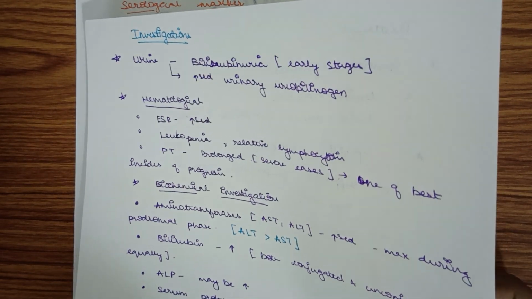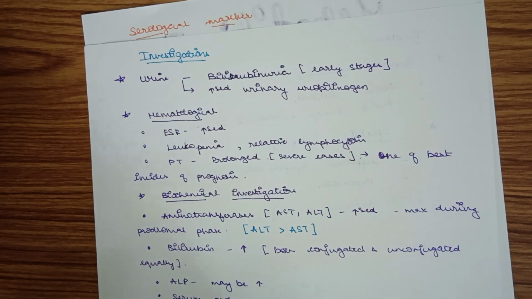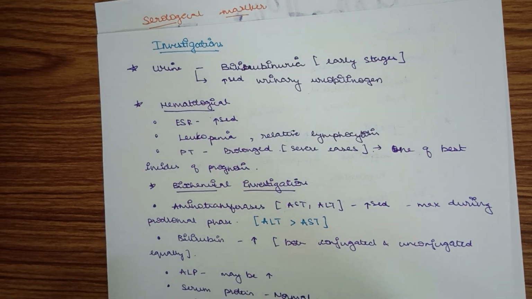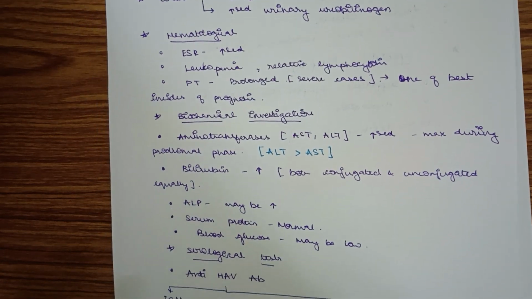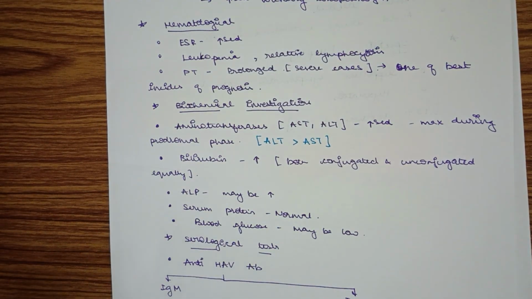The other investigations of hepatitis D are similar to that of hepatitis A virus, which will include urine investigations. There will be bilirubinuria in early stages and increased urinary urobilinogen. The hematological findings will include increased ESR, leukopenia, relative lymphocytosis, and prolonged prothrombin time, which is one of the best indices of prognosis. The biochemical investigations include serum aminotransferases such as AST and ALT, both will be elevated, but ALT will be more than AST until there is cirrhosis, where AST will be more than ALT.